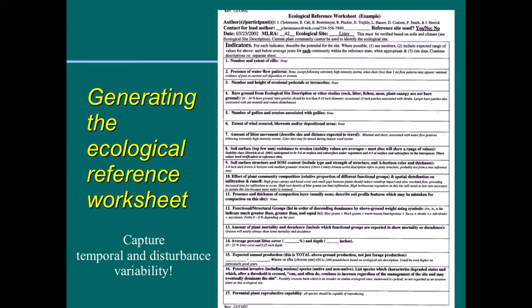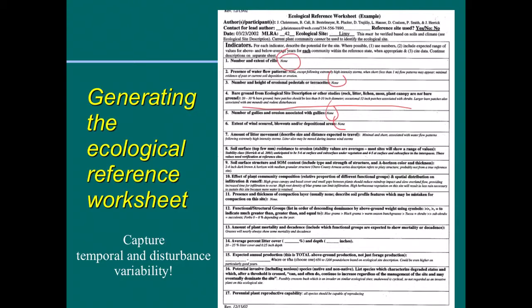So here's an ecological reference worksheet with the 17 range health indicators, and you can see some of the information. This is one that was actually used. You can see that for each one of these 17 range health indicators there will be a ranking. So in several of these we have none, right? We're going to learn what each one of these are in just a bit. Pedestals and terracettes or windblown areas, none. Bare ground, well, 20 to 30% is bare ground, and they're about this wide in diameter, and so forth.